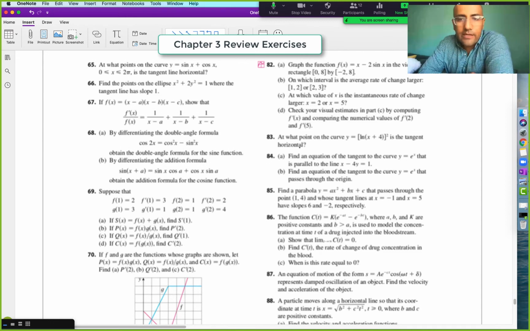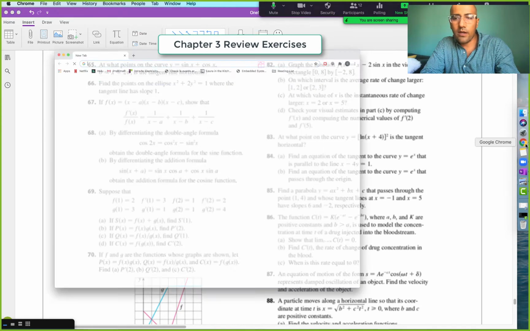Okay, number 83. At one point on the curve y equals (ln(x + 4))^2, is the tangent horizontal? Okay, so first of all, let's graph what this is, see what it looks like.